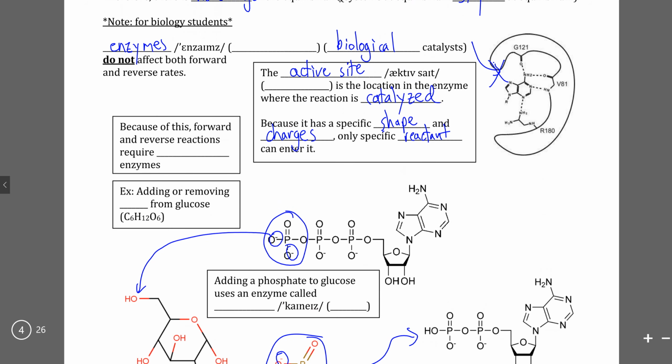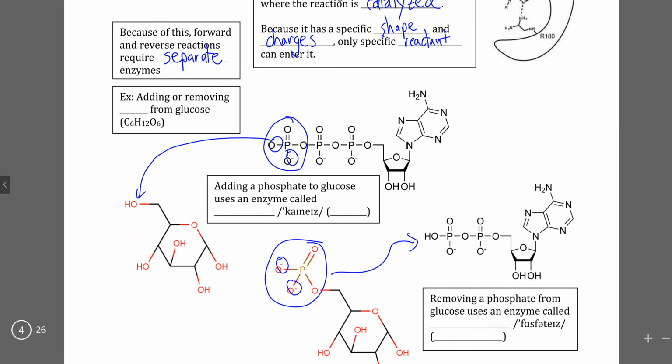Because the reactants and products in biological reactions have radically different structures, the forward and reverse reactions of biological reactions would actually require separate and opposite enzymes. We can see this in the forward and reverse reaction of adding a phosphate ion to glucose. The enzyme that is used to add phosphate to glucose is called kinase, and its job is to break a phosphate off of this large molecule here and put it onto glucose.